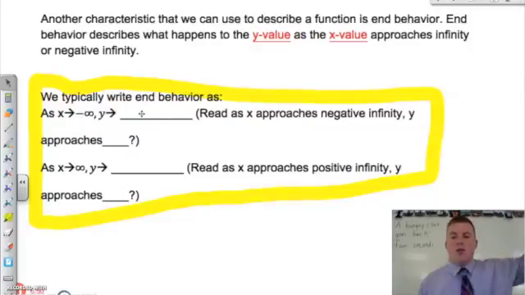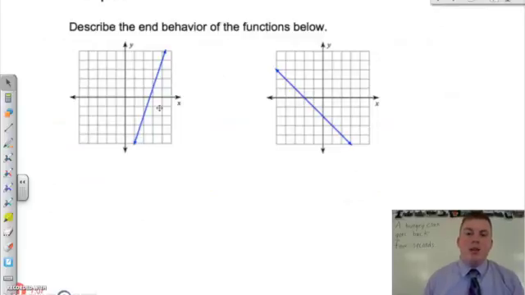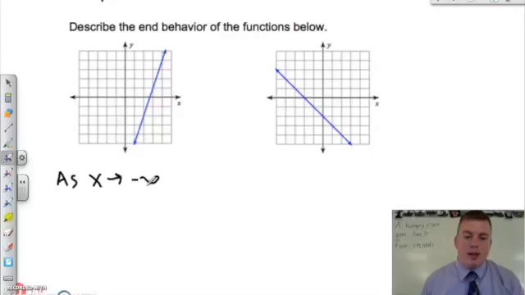One where the x value is going far to the left towards negative infinity, and one where it's going to the far right for positive infinity. I'm realizing now that on the camera that's probably opposite, but in my way I'm going right and left. All right, so we want to describe the end behavior of the functions below. We're always going to start out with x, and then we draw that arrow, approaches negative infinity. Y approaches.